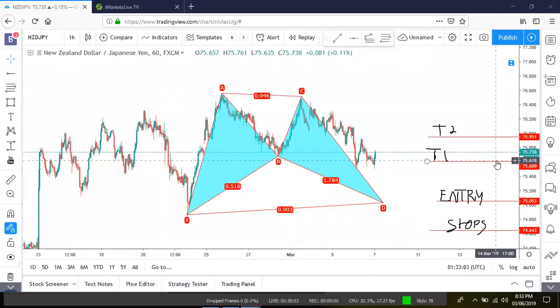So my T1 will be, do 75,600. Do 75,600 for T1. It says 609, but just do 600. I like to use round numbers or even numbers or whatever. So 75,600 should be T1.